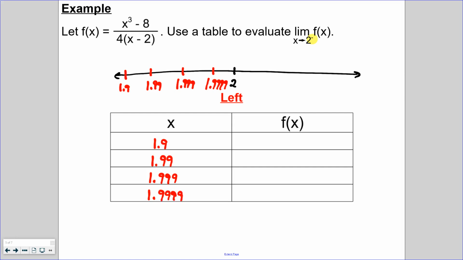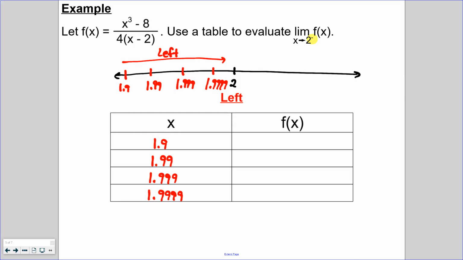And there you have it. We are approaching 2 from the left. Alright, so then we just need to throw this into the calculator and figure out what our f of x values are.